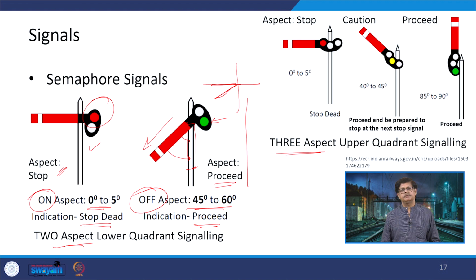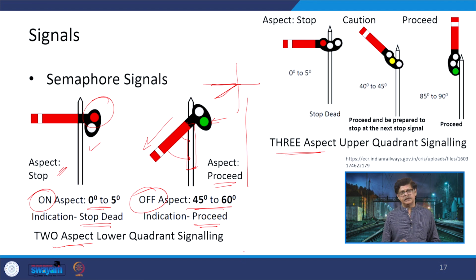There is a possibility that other signals are also placed on this particular post, and as soon as this arm comes there, it will create a hindrance to the additional information being provided to the loco pilot. As it will also come along the post, the visibility and understanding will be hampered. So in this case there cannot be a third aspect.